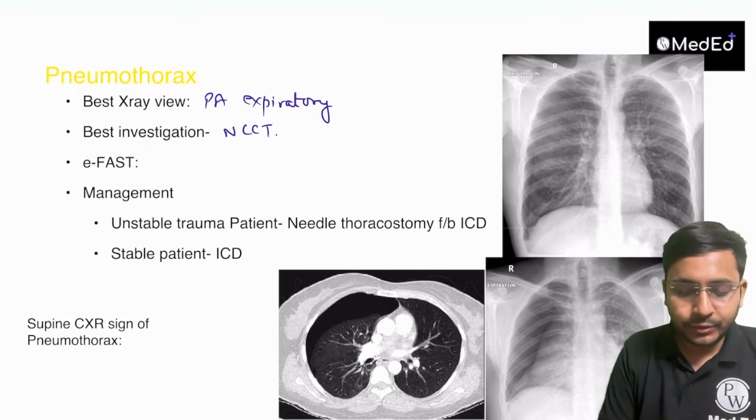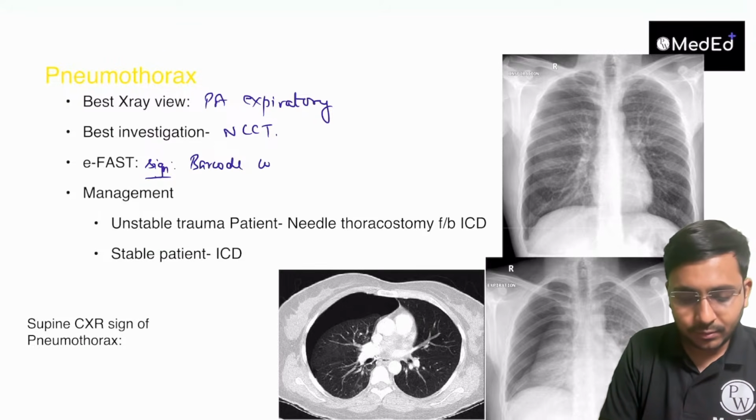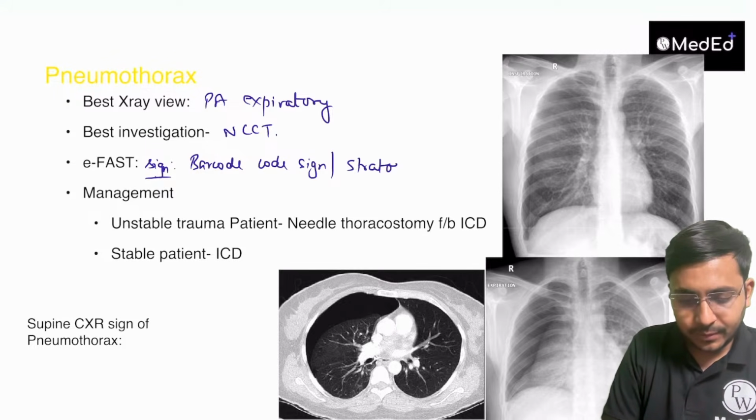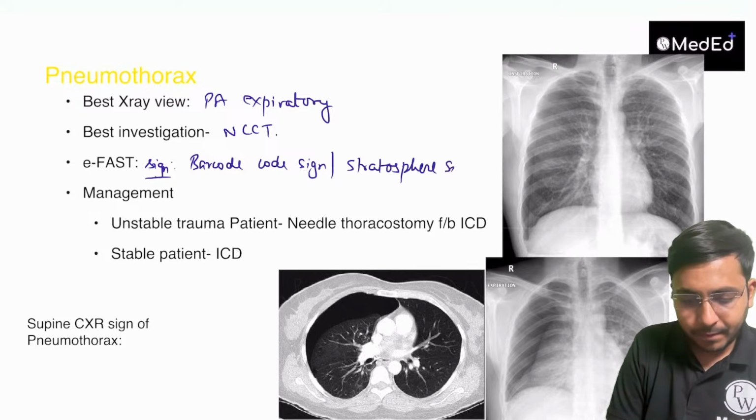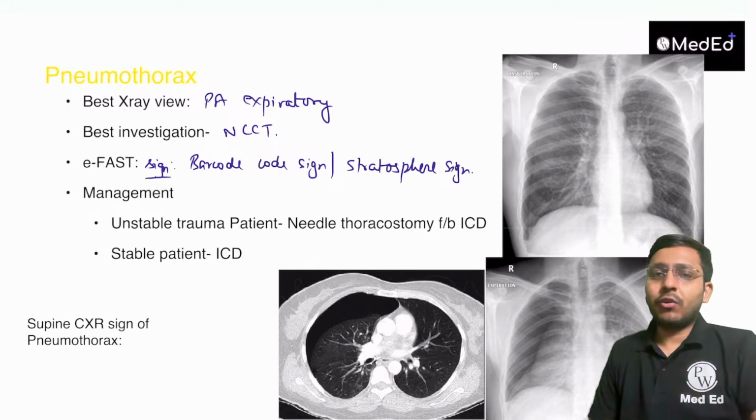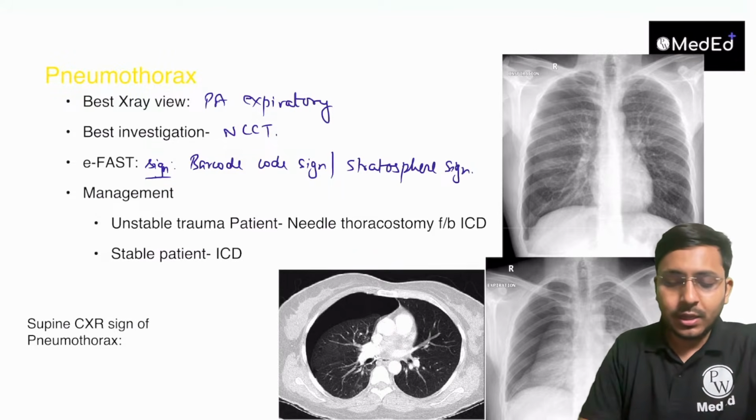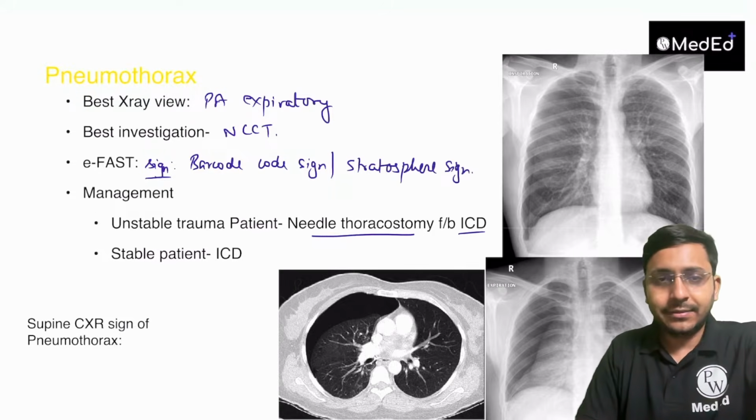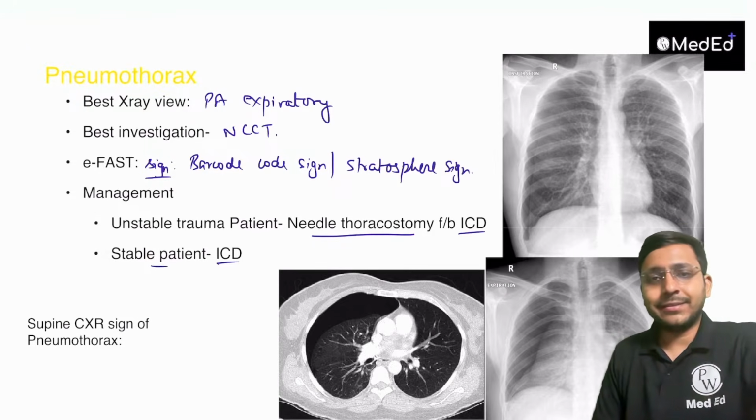Now what signs do you see on EFAST? On EFAST, you see barcode sign or stratosphere sign. And management, we've already covered. In an unstable patient, you'll do a needle thoracostomy followed by ICD. And in a stable patient, you'll put in an ICD.